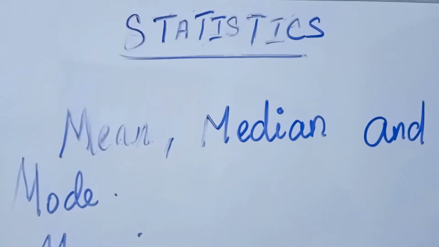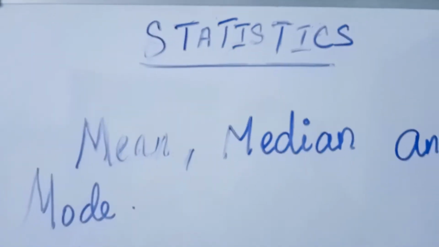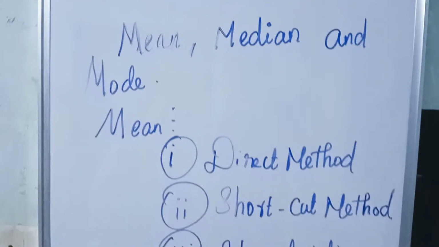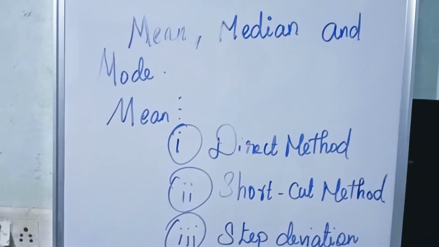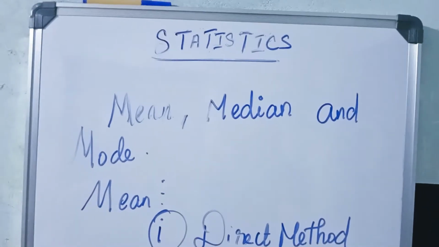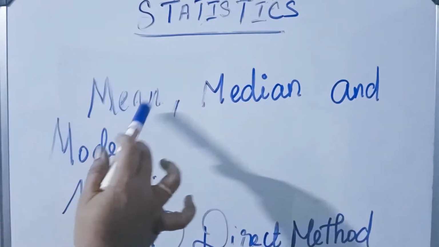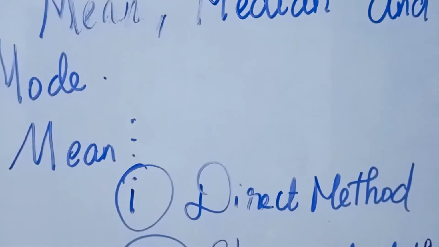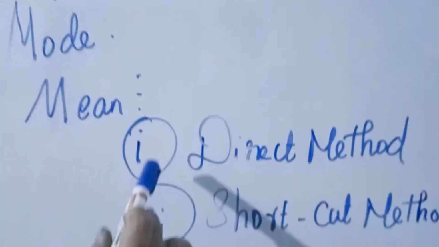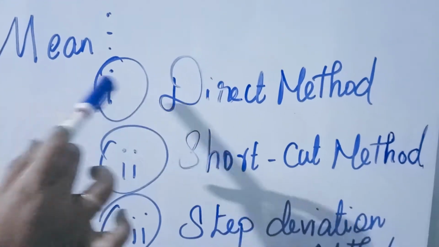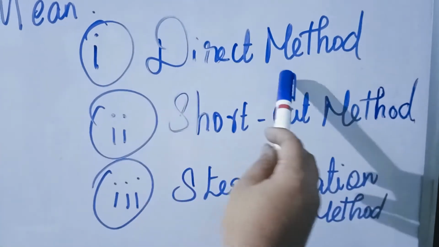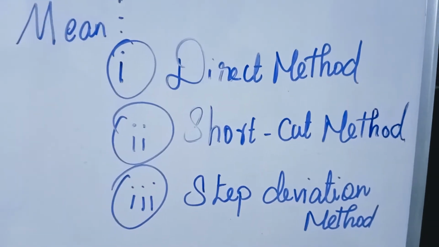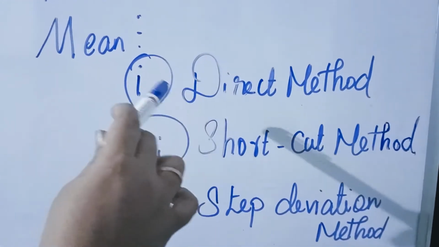Today we are going to see 10th CBSE Mathematics chapter 14 Statistics. You have studied in your lower classes about mean, median and mode. Let's see mean first. In mean there are three methods: direct method, shortcut method, step deviation method. First, we can see what is the direct method.